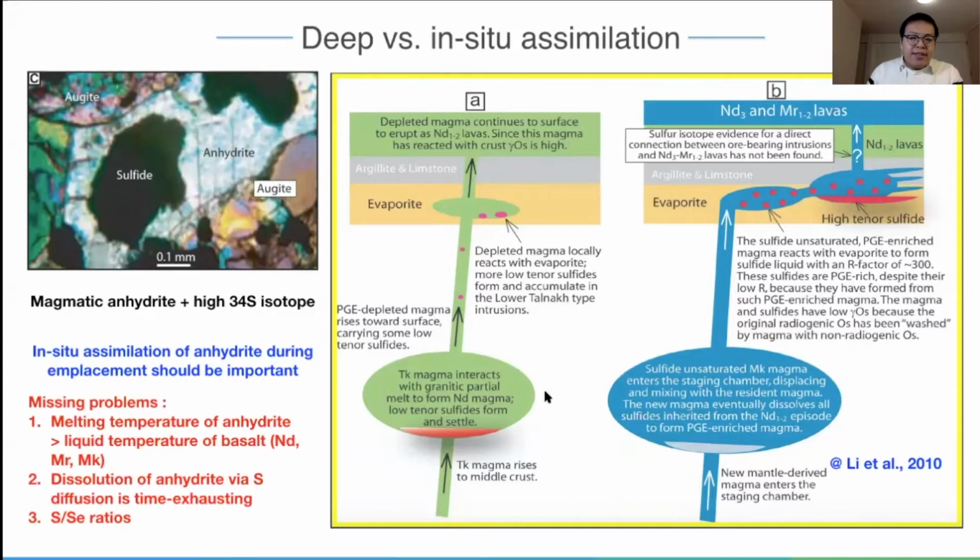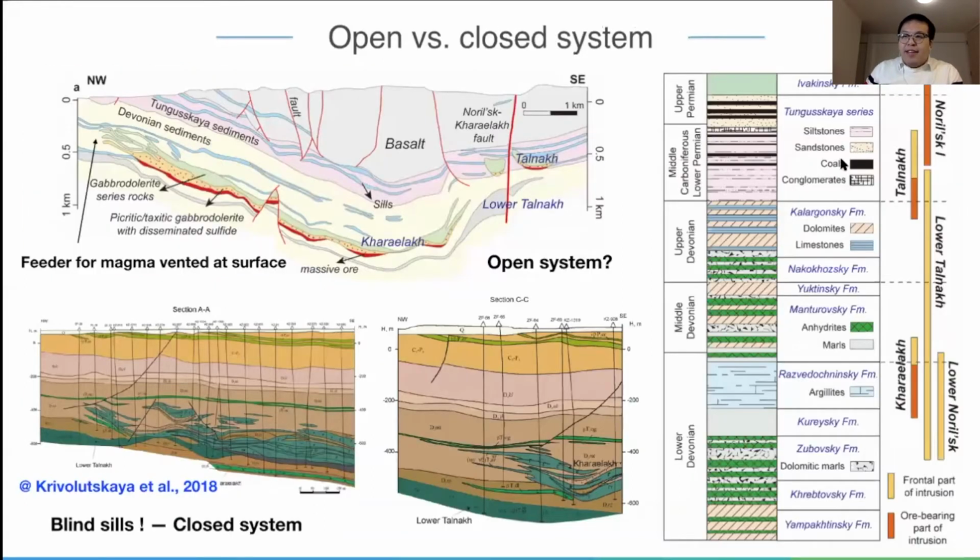And the second is that the dissolution of anhydrite and sulfur diffusion may be important, but this process takes a long time to occur. Another thing we can see is that if we look at the Noril'sk 1 intrusions, there is no anhydrite, the green one, beside the Noril'sk 1 intrusions, but these intrusions still have high sulfur isotope values.